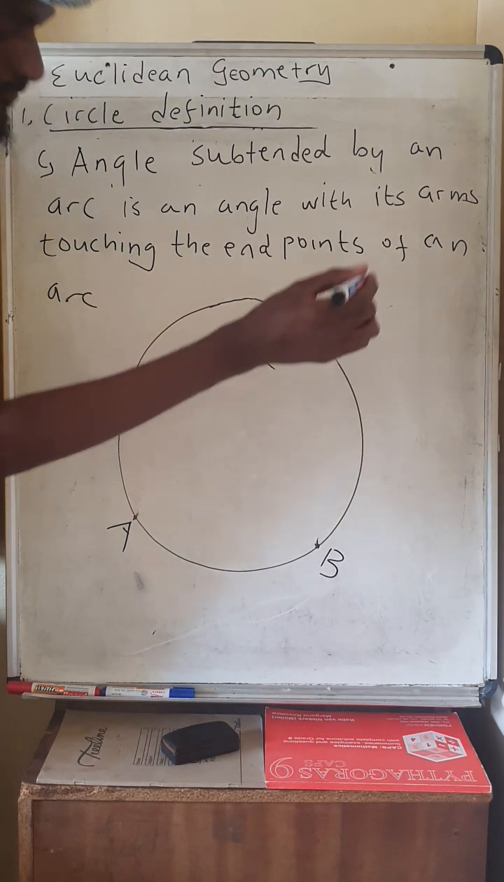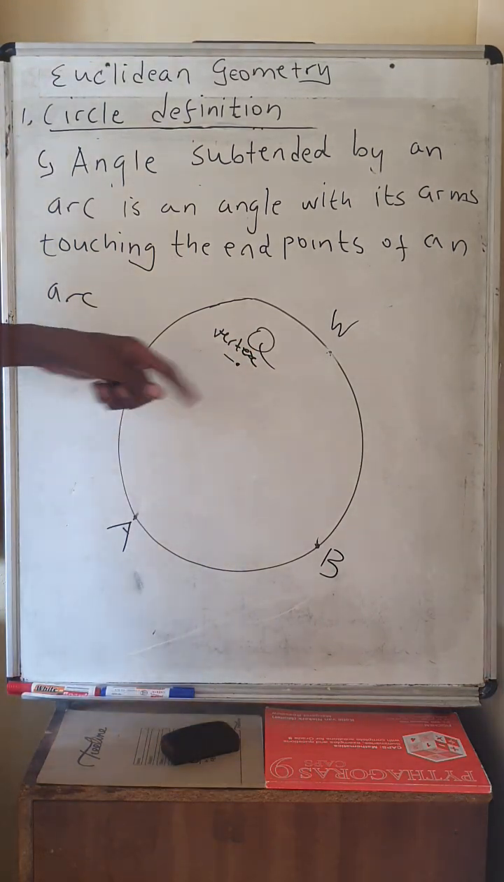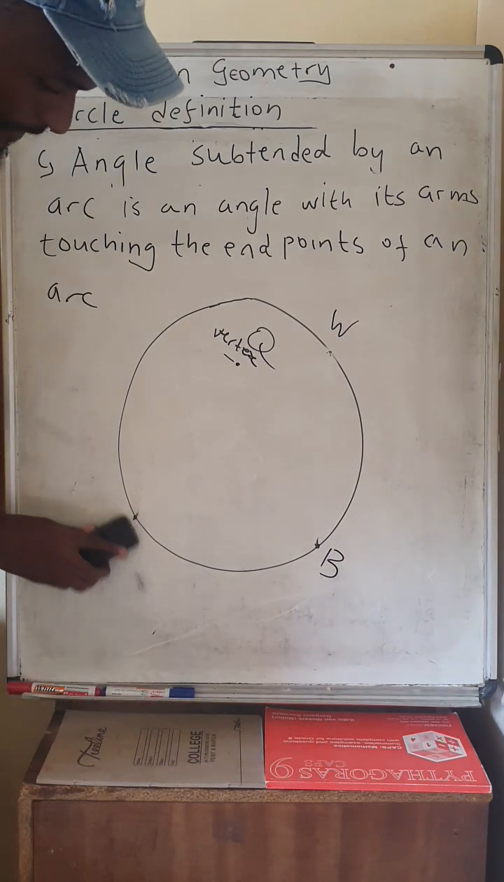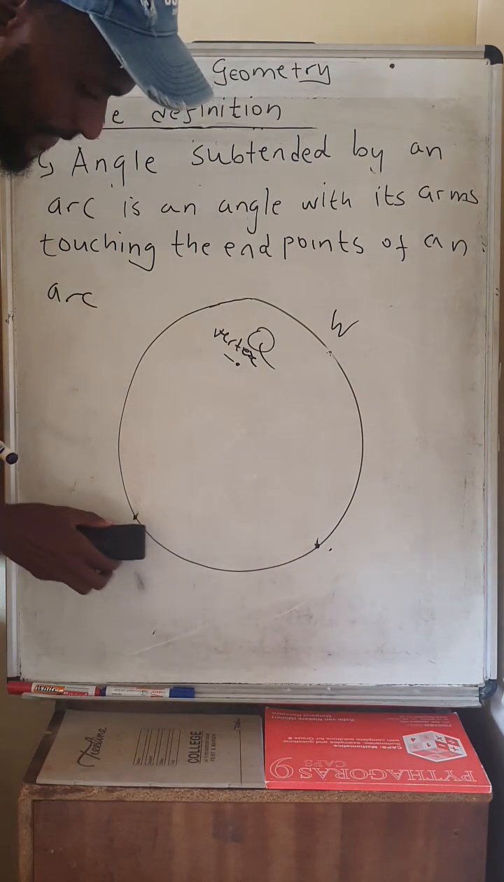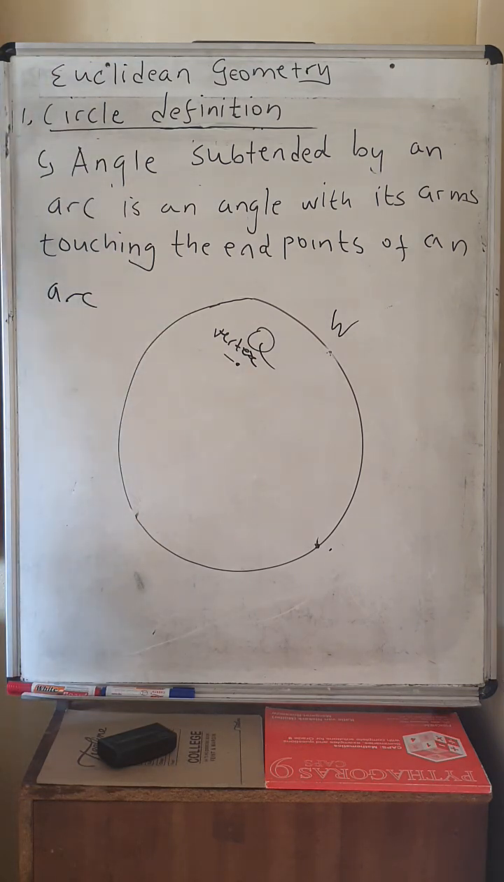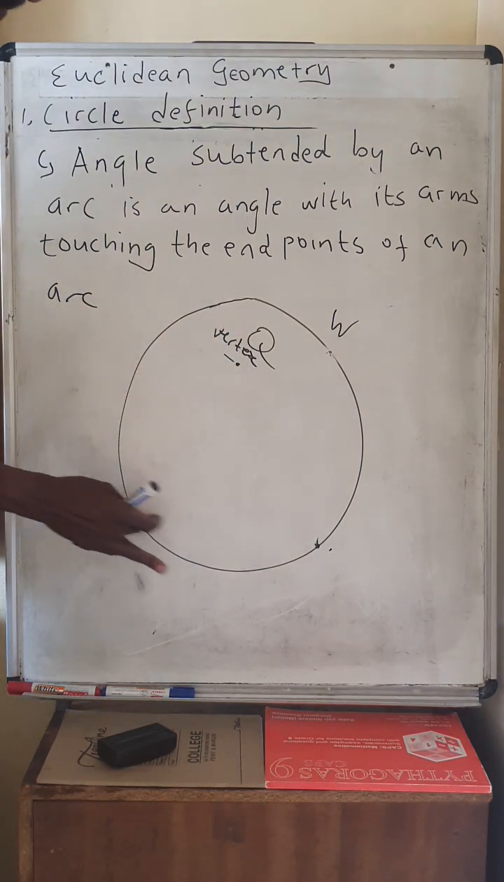Let me just say Q. Oh, this is the vertex. So this is the vertex of what? Of angle Q. So if I want to know whether this angle is being subtended by an arc or not, the only way I can find out is by following the arms of the angle.